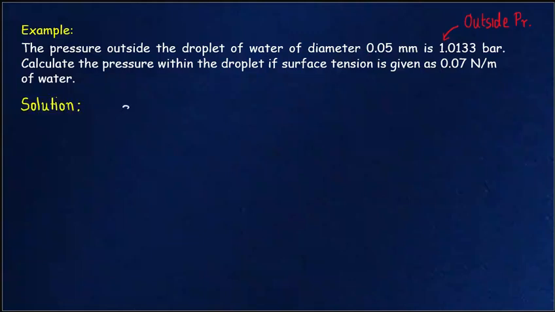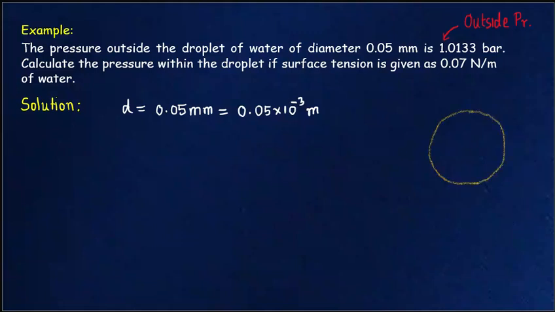The diameter of the droplet is given to us, friends, that is 0.05 mm. We can use the SI unit, so it will be 0.05 into 10 raised to minus 3 meters. The second thing is the pressure inside the droplet. If I draw a droplet here of the spherical form, the inside pressure is acting like this, friends. Let me say the inside pressure is Pi, and the pressure acting from outside, which is nothing but the atmospheric pressure, is like this, friends.